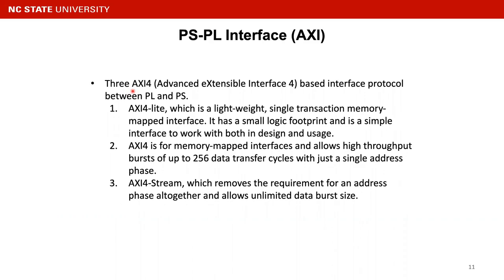First we have AXI4-Lite, which is a lightweight single transaction memory mapped interface. It is very easy to implement and use. Then we have AXI4, which is also a memory mapped interface, but it can allow a burst transaction of up to 256 data. And lastly, we have AXI4-Stream, which is the highest performance variant of the interface, and it removes the requirement for address altogether. But this one is the most difficult to implement.